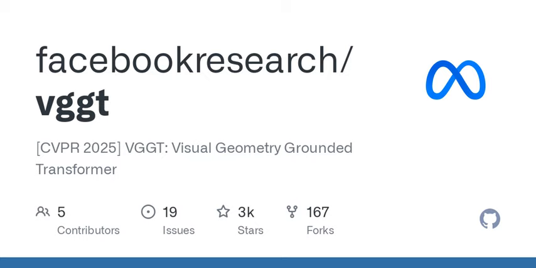So, what is VGGT? Well, it's essentially a neural network that can infer all key 3D attributes of a scene from just a few images, or even a single one. Imagine being able to capture the depth, the camera angles, the spatial relationships of objects in a three-dimensional space, all within mere seconds. Isn't that mind-blowing?